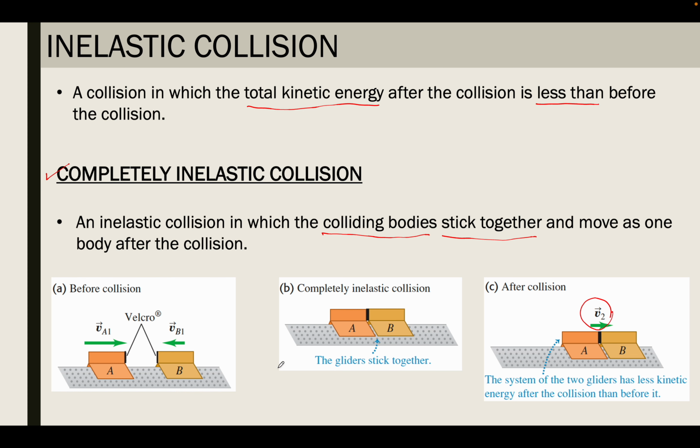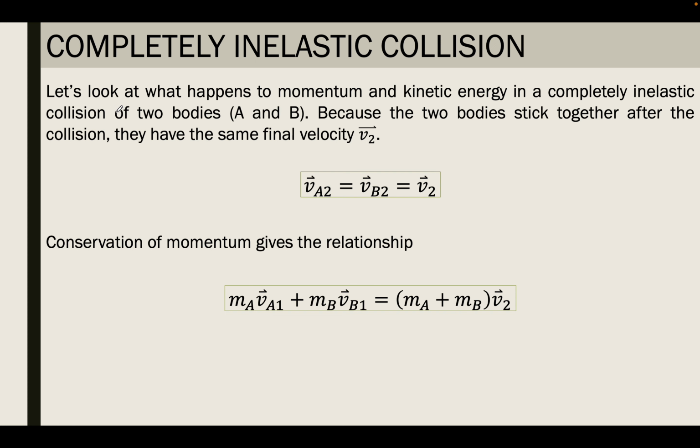Okay, so here, let's look at what happens to the momentum and the kinetic energy in a completely inelastic collision of two bodies A and B. Because the two bodies stick together after the collision, they have now the same final velocity, which is v sub 2. So instead of writing v sub A2 and v sub B2, we can have their final velocities as v sub 2.